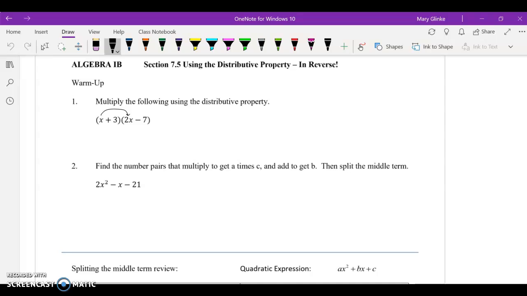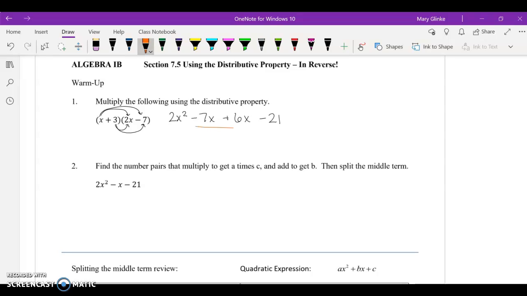So we would take x and we would multiply by 2x and we would get 2x squared. We would do x times negative 7 to get negative 7x. 3 times 2x would give us 6x. And 3 times negative 7 is going to give us negative 21.